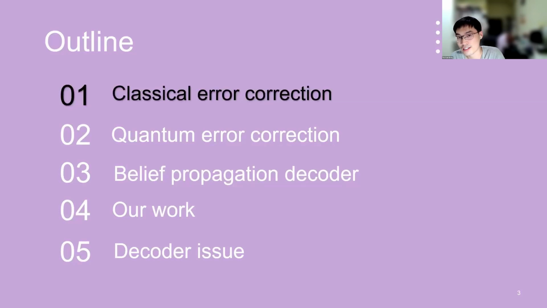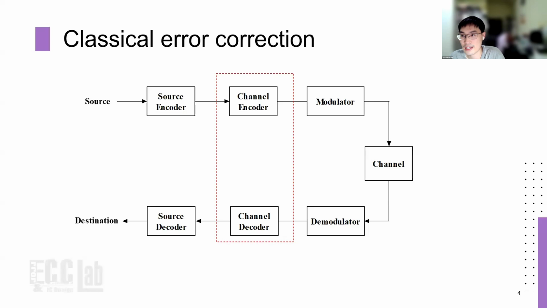So first, what is error correction? The whole communication system is like this figure. Before transmitting the message, the channel encoder will add redundant bits to protect the original message. Then the output we call the codeword. Then after passing through the noisy channel, the channel decoder will recover the received word to the codeword and output the original message. So that is classical error correction.